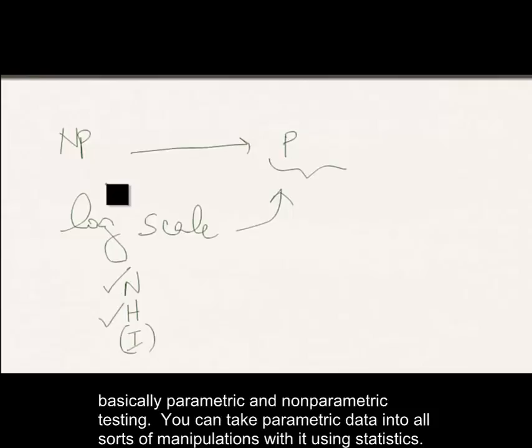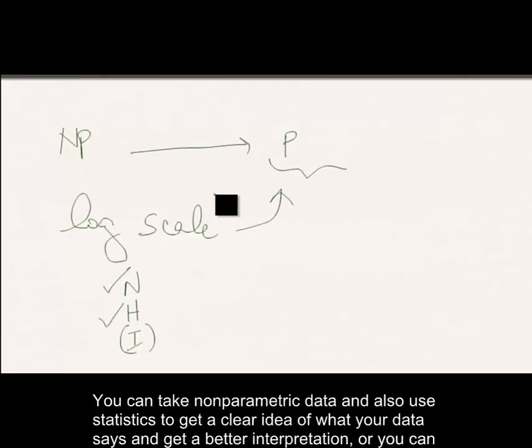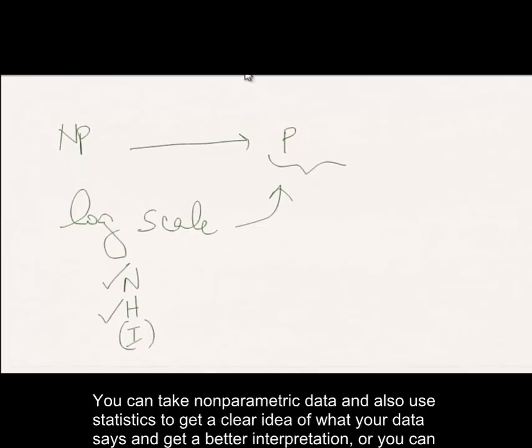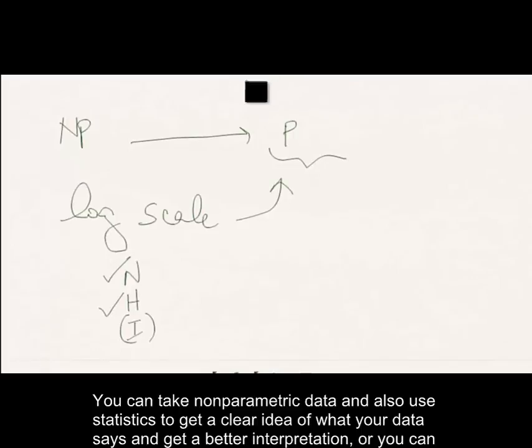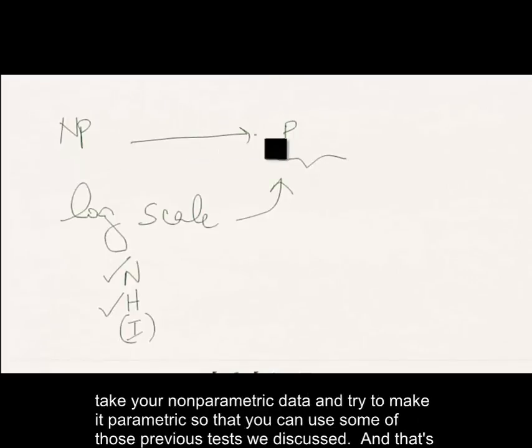So that's basically parametric and non-parametric testing. You could take parametric data and do all sorts of manipulations with it using statistics. You can take non-parametric data and also use statistics to get a clear idea of what your data says and get a better interpretation. Or you can take your non-parametric data and try to make it parametric so that you can use some of those previous tests we discussed.